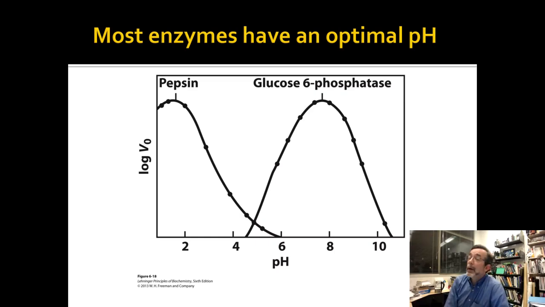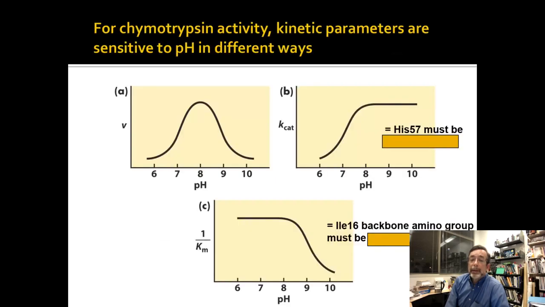Pepsin is very unusual. It only works at a pH of 2 or below. It works best there, so you can draw a nice little bell curve like this, but you can also get information out of it. For example, for chymotrypsin, you have a typical looking enzyme activity where the overall rate is maximal around pH 8. Great, it works fine at pH 7.